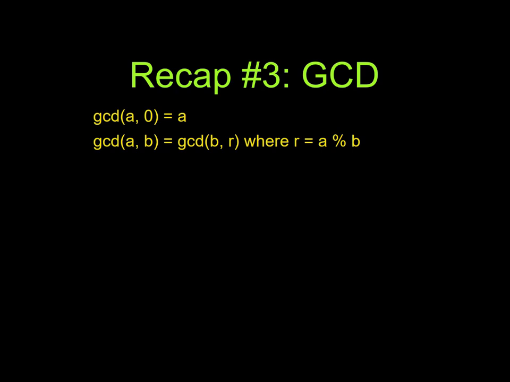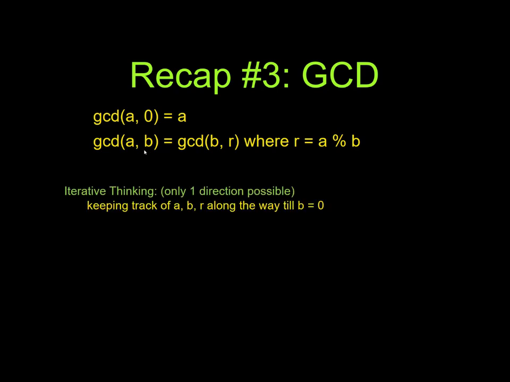So what about this one? GCD. GCD of a comma 0 is a. GCD of A, B is the same as the GCD of B comma R, where R is the remainder of A divided by B. The iterative thinking is then to keep track of A, B and calculate R along the way until B is equal to 0.